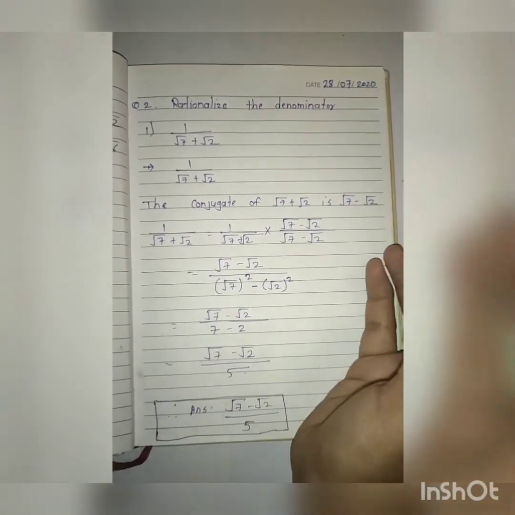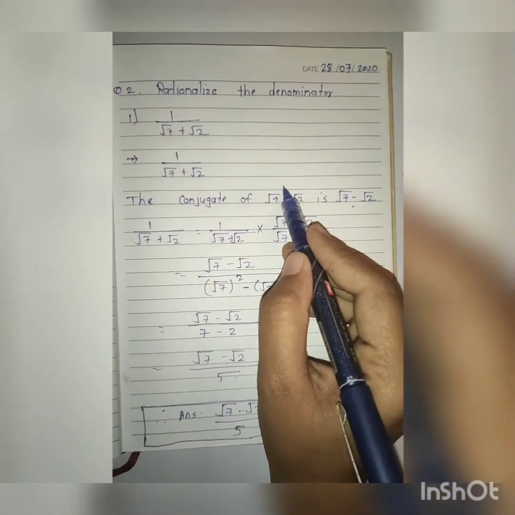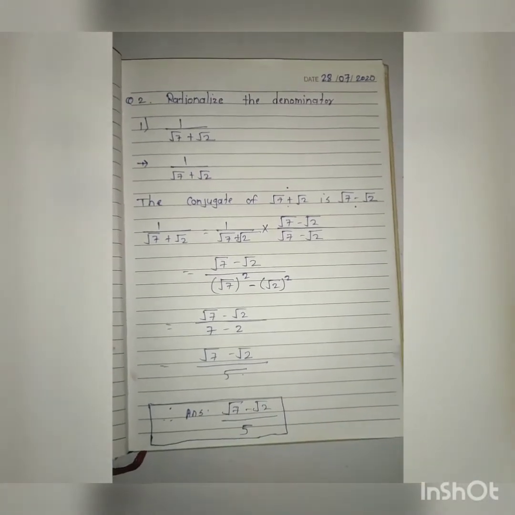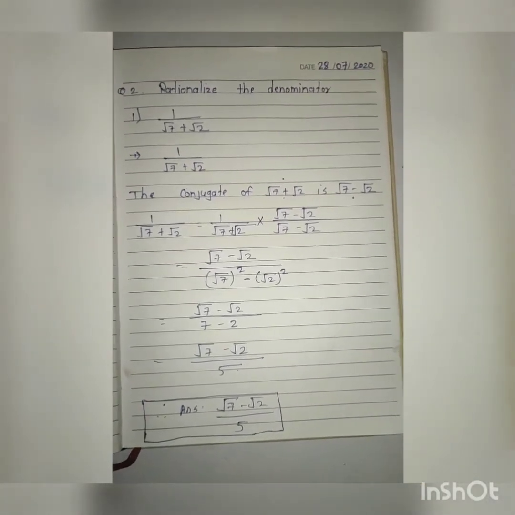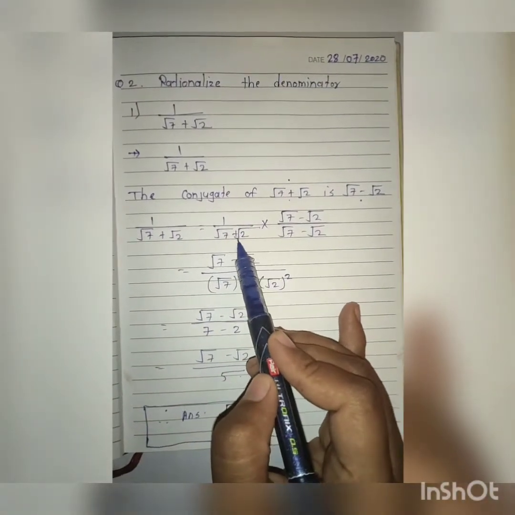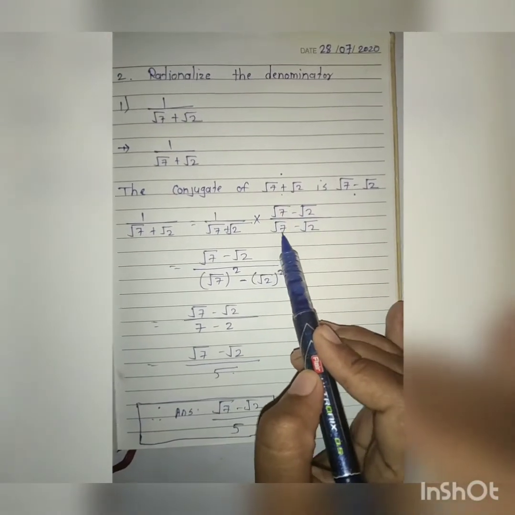What is the conjugate? Instead of plus, we write down minus. If minus is there, we write down plus. It means the conjugate is, we just change plus into minus and minus into plus. Okay. 1 upon root 7 plus root 2 is equal to root 7 minus root 2 upon root 7 minus root 2.